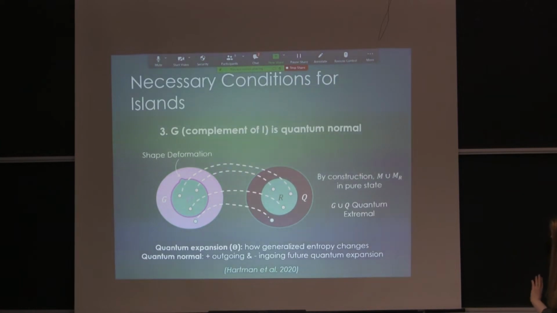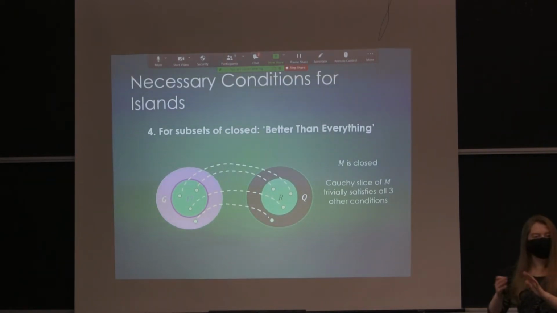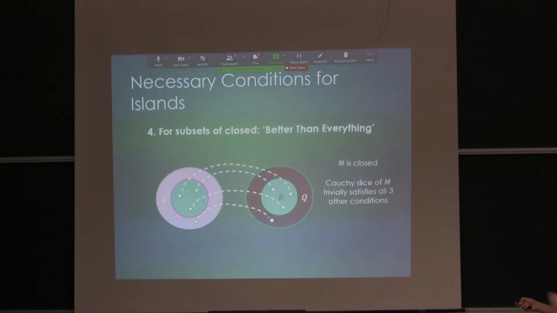So those are the three conditions that were relevant in the case of flat space. Now there's one more condition that becomes relevant if you're considering subsets of closed universes. In the case where the universe is closed, the entire Cauchy slice of the universe is potentially an island candidate. And you can, in fact, show that such a Cauchy slice, the whole Cauchy slice, trivially satisfies all three other conditions. It doesn't have a boundary, so there's nothing to deform for the second two conditions, and the area boundary is 0 for the first one.